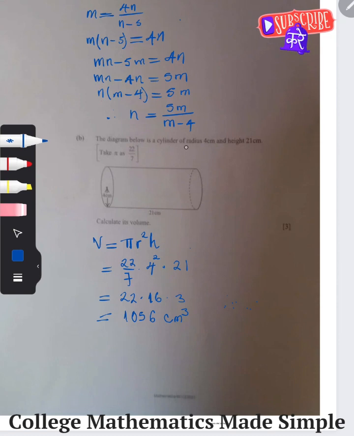The next one, the diagram below is a cylinder of radius 4 centimeters and height 21 centimeters. Then we are told to take pi as 22 over 7. So calculate the volume. So again, this is just using the formula.